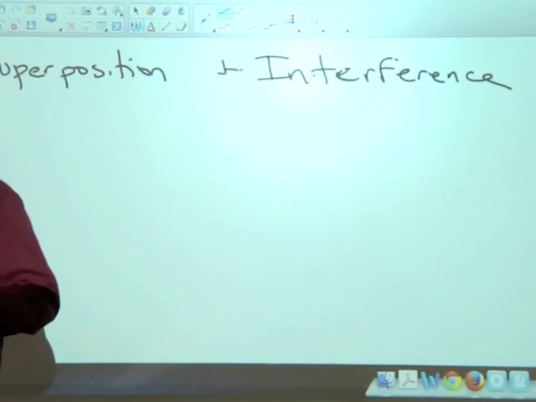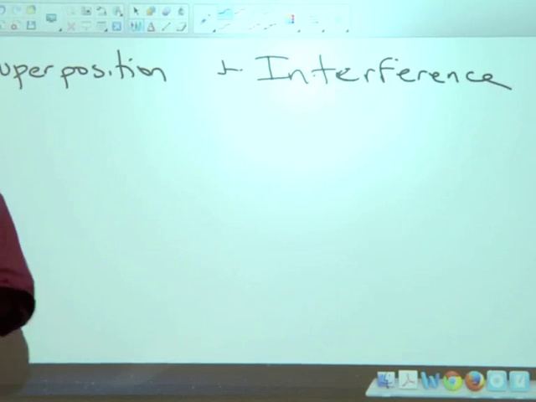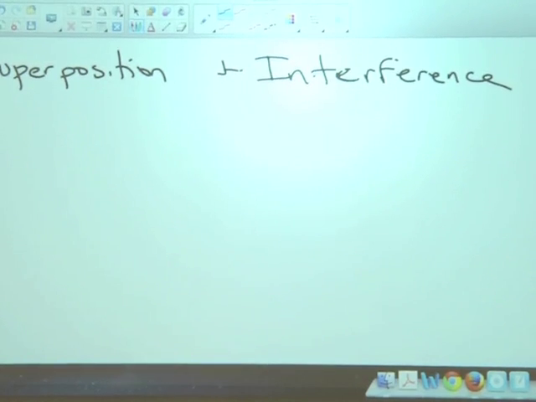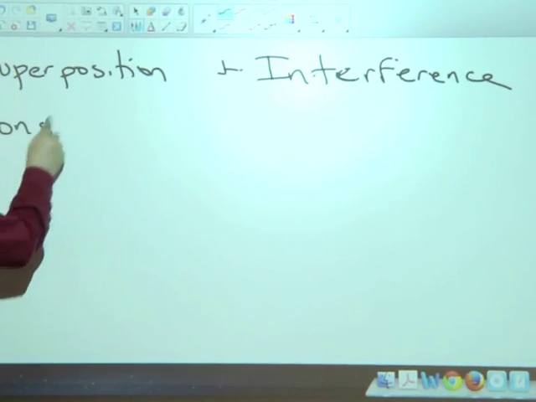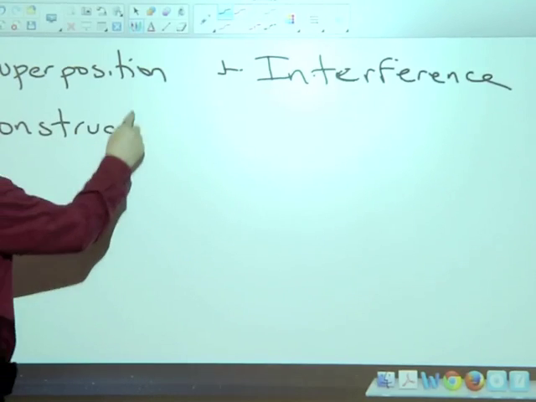The other property then is interference. There are two types of interference we'll talk about. They're on opposite ends of each other. So the first type is constructive interference.